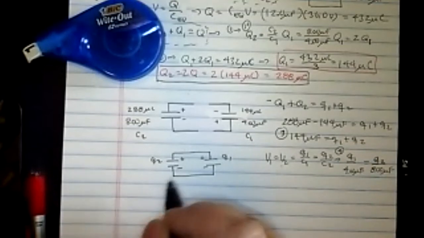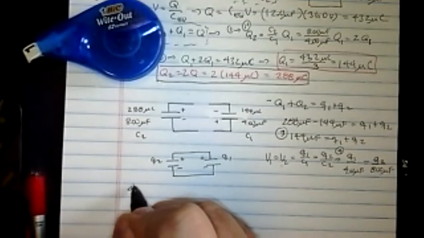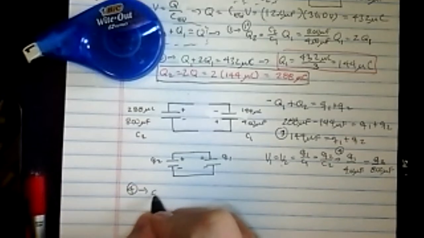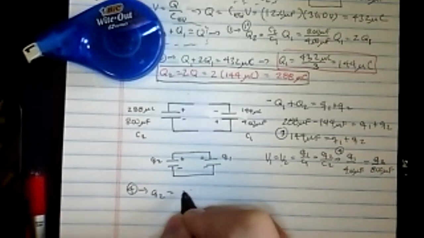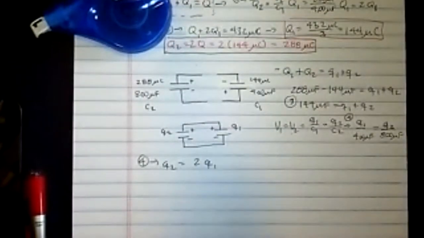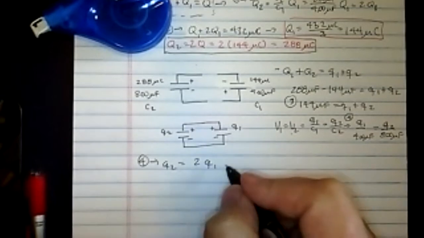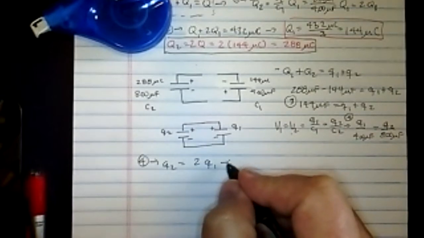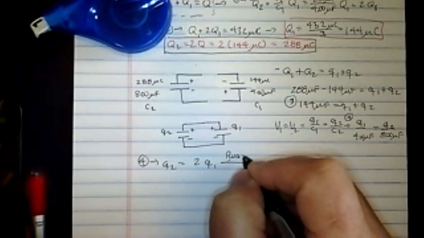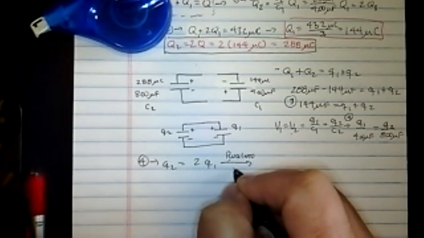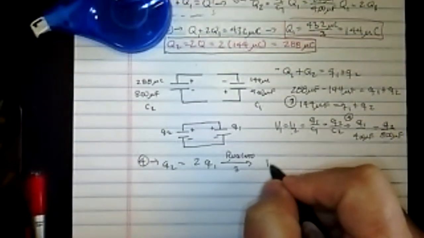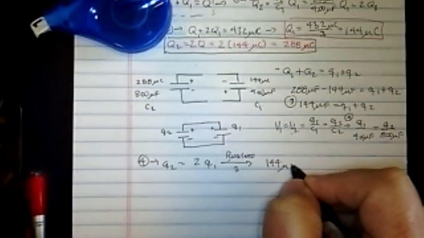So now I can take from equation 4, I can see that Q2 is going to equal 2 times Q1 again. And now I can plug this into 3. That's going to give me, of course, 144 micro.